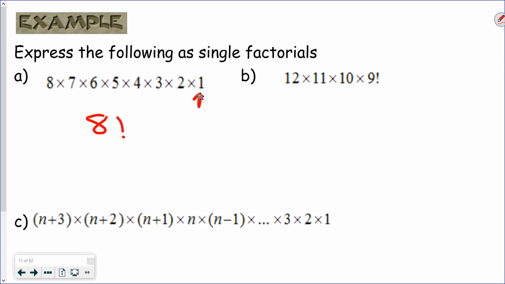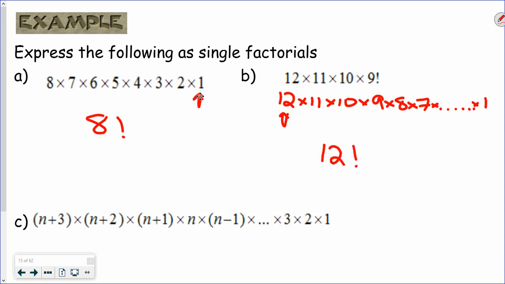The next one is 12, 11, 10, 9, and then there's the factorial, which means that it's 12 times 11 times 10 times. Now the factorial starts at 9, and it goes down again. Factorials mean they go all the way down to 1. So now my new starting number is 12, so this is 12 factorial.